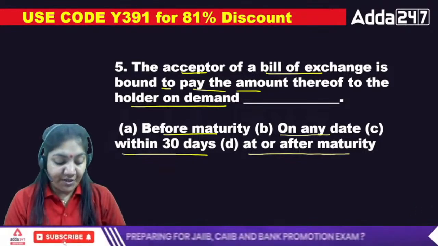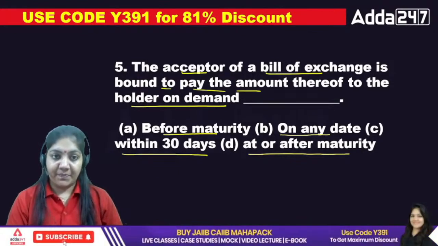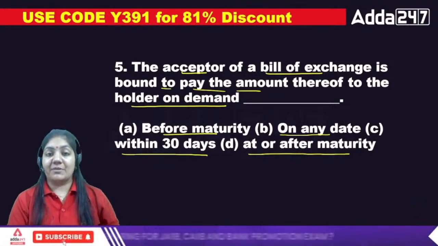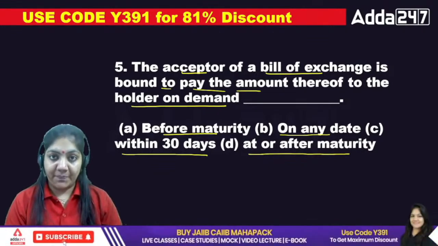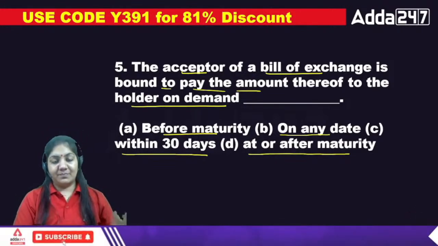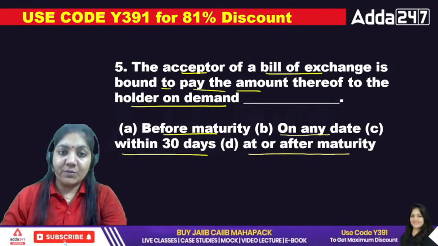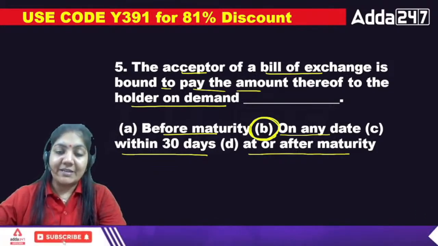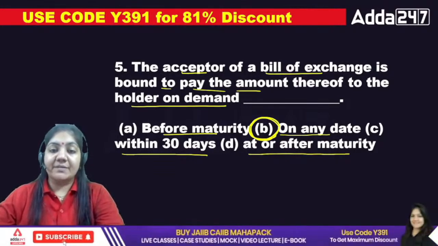As you know, when we present a cheque, it has a three-month time period, right? In the promissory note and in the bill of exchange, no such time is required. So what is the exact date? Whatever the exact date will be, the maturity days will also be provided in the promissory note and bill of exchange. So for this one, the exact answer is on any date. On any date, the amount of the bill of exchange and the promissory note can be presented. So B is the right answer.